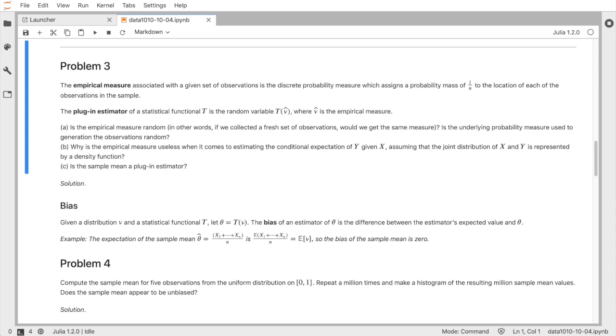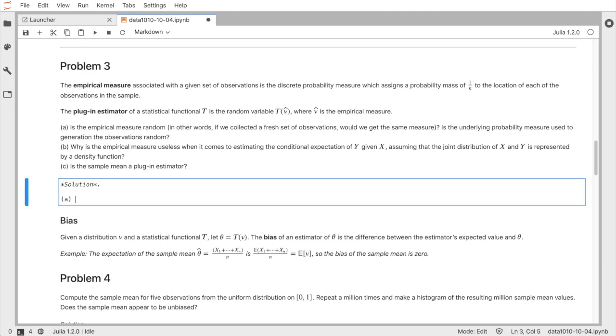So let's answer these questions for problem 3. Is the empirical measure random? In other words, if we collect a fresh set of observations, will we get the same measure? Definitely it's random because it depends on those observations, and the observations themselves are random. They're drawn independently from the underlying measure. Is the underlying probability measure random? No. That's going to be our perspective until we get to Bayesian statistics later.